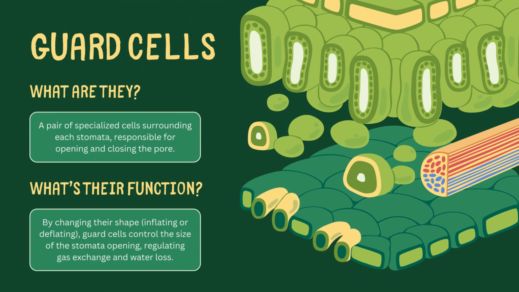Guard cells. What are they? A pair of specialized cells surrounding each stomata, responsible for opening and closing the pore. What's their function? By changing their shape, inflating or deflating, guard cells control the size of the stomata opening, regulating gas exchange and water loss.